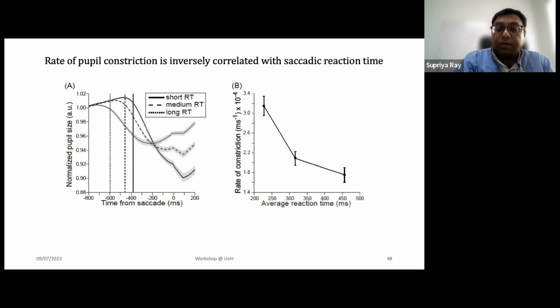Now, when we plotted the same data aligned at the time of saccade, we found this relationship, which is shown on panel B, that is, how the rate of constriction decreased as a function of the reaction time. As the reaction time increased, you can see the rate of constriction also decreased. So there is an inverse relationship. Go to the next slide.